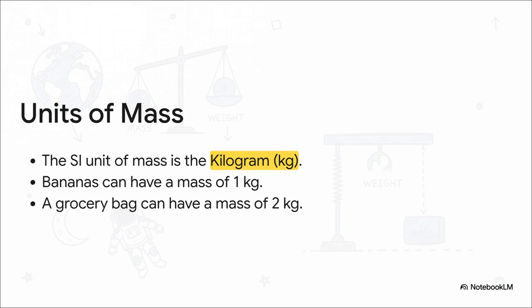This lets us definitively say, for example, that a bunch of bananas consists of exactly 1 kilogram of matter. Or, a heavier bag of groceries might have a mass of 2 kilograms. It's an absolute universal measurement of the matter present.